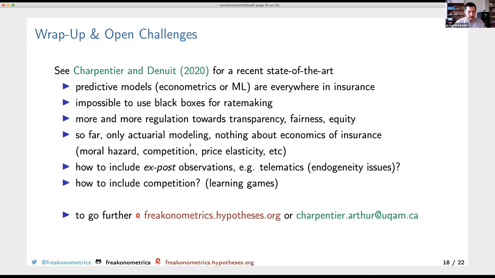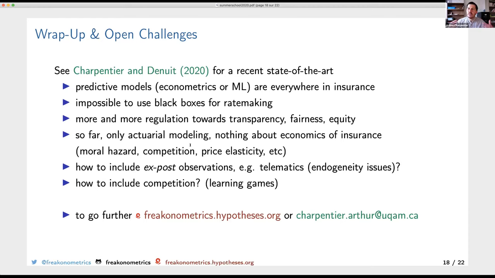But we need something we can explain to clients. We need to integrate also transparency, fairness, and equity in the models. It's a requirement, and I think it's something that insurers are willing to get. The thing is, actuarial science has a lot to do with statistics, with computational science, and with econometrics.